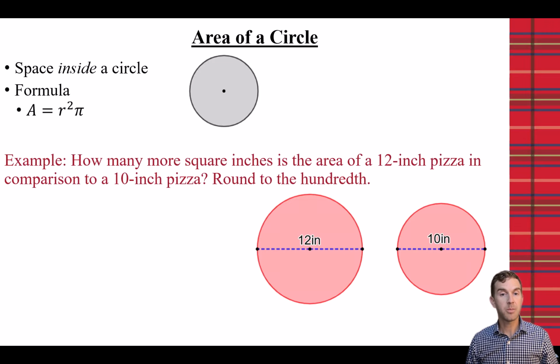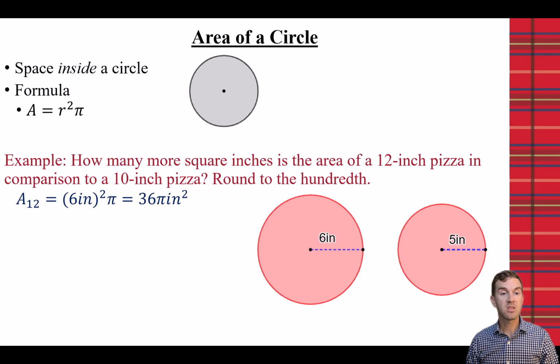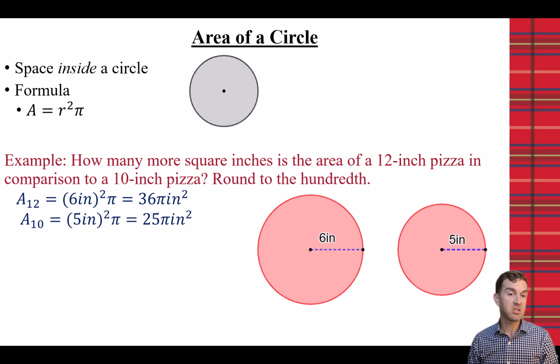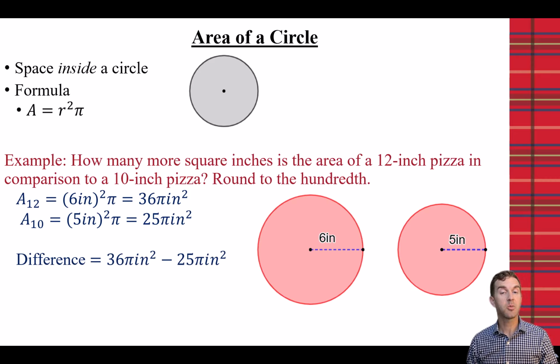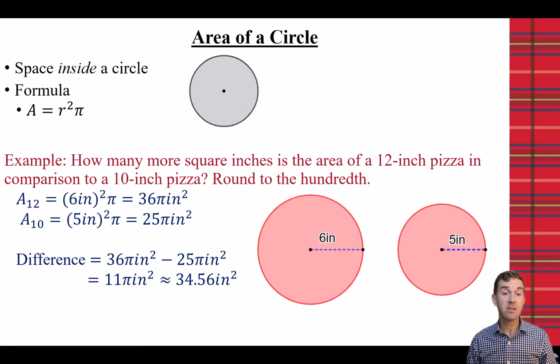So when we think about our pizzas that we had a minute ago, if we want the area and compare the areas of a 12-inch pizza to a 10-inch pizza, we first need to calculate the diameters into the radii. So that would be 6 inches and 5 inches. Then we calculate the area for each pizza. So that'd be 6 inches squared, so 36 pi square inches. And then 5 inches squared would be 25 pi square inches. That means when we find the difference, we'd be subtracting those two values, which would be 11 pi square inches for the exact value, and about 34.56 square inches if we want the approximate.